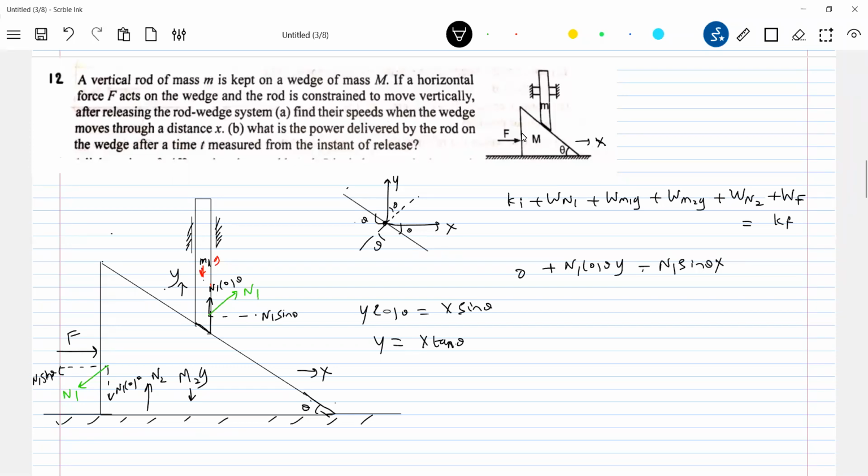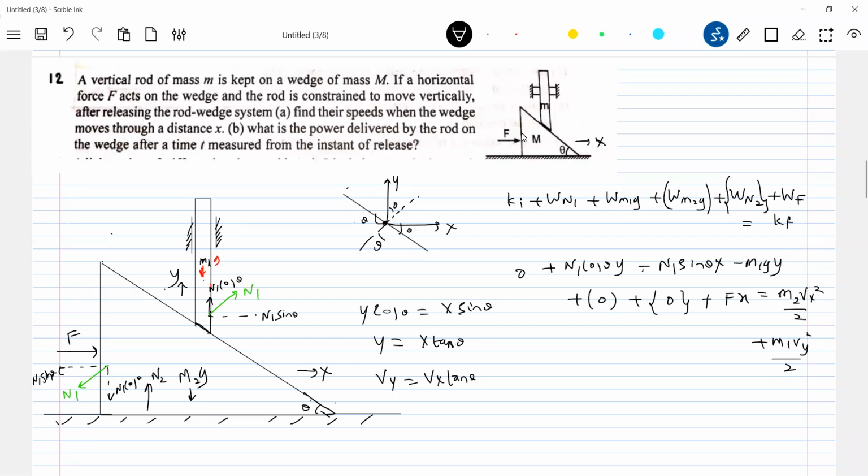Work done by the weight: M1G into Y, it does negative work. Work done by M2G is 0. Work done by normal contact, I'm putting brackets also, it'll be easy for you to notice. Now, work done by applied force, F into X, is equal to half M2 Vx square plus half M1 Vy square. Again, what is the relation between Vy and Vx? Vy should be equal to Vx tan theta.